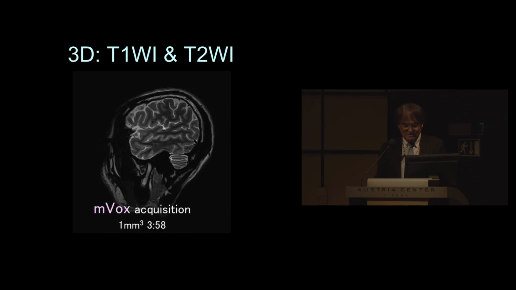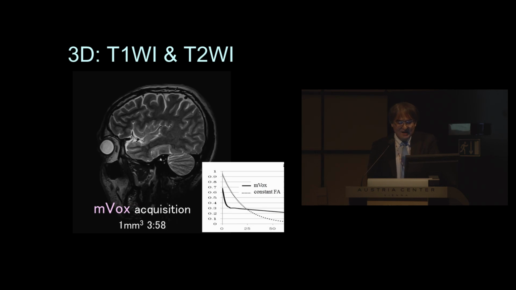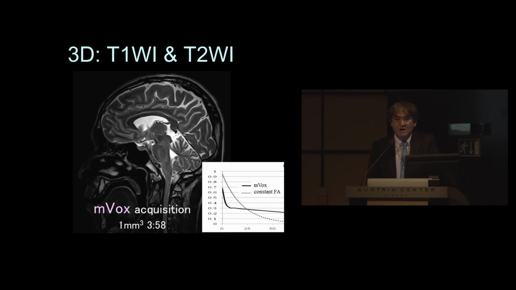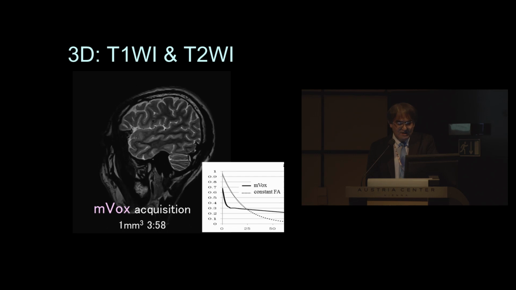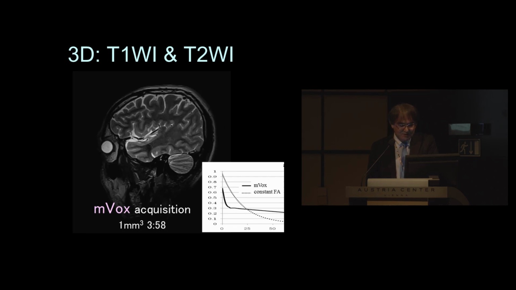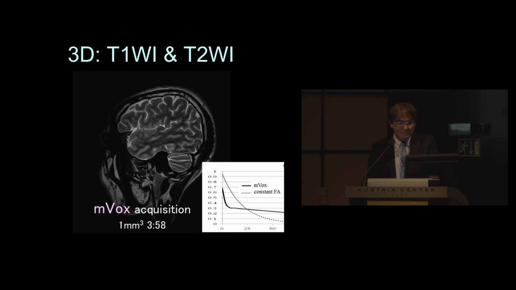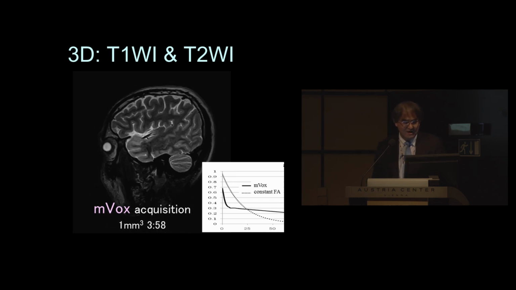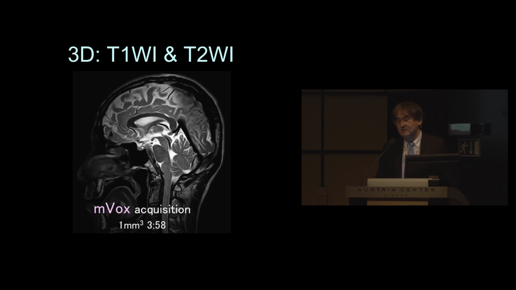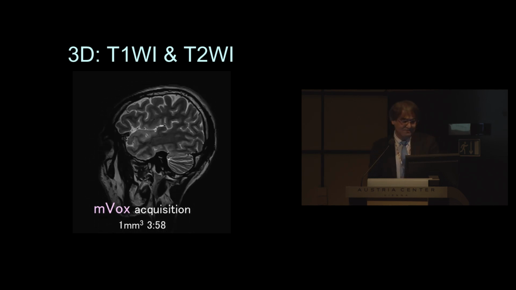So what is MVOX? MVOX is a Toshiba implementation of the variable flip angle. So the signal itself is rapidly stabilized, and echoes are taken, so many echoes are taken that MVOX can be acquired in a very short period of time.